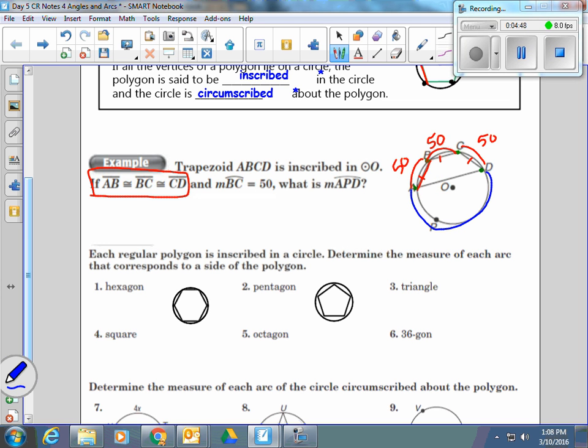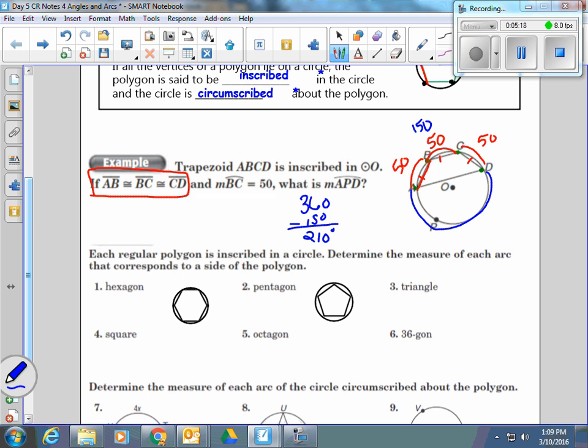Good, 50 plus 50 plus 50 is what? 150. But that's not what they're asking for, is it? It asks for this side, so what's a full circle? 360. And I know that this part up here is 150. That leaves it with 210 degrees. Are we okay?